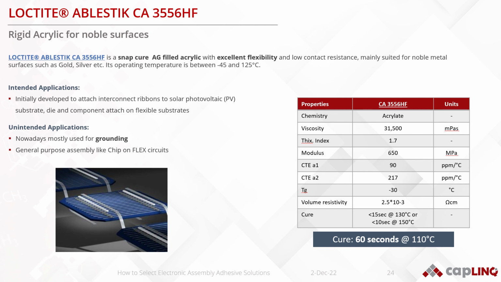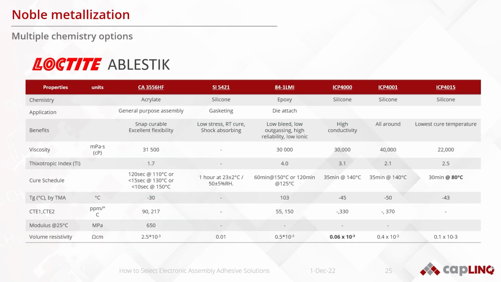Another really low modulus material I want to highlight is the CA3556HF. It has a low modulus of only 650 megapascals at room temperature, which is generally speaking a more flexible material. And because of the flexible nature of this material, it is actually also being used in flexible circuits and other grounding applications where the product was not originally designed to be used. Once again, product overview of the noble metallization products that could be used. I will skip this for now, but once again, you can check this later after the webinar.